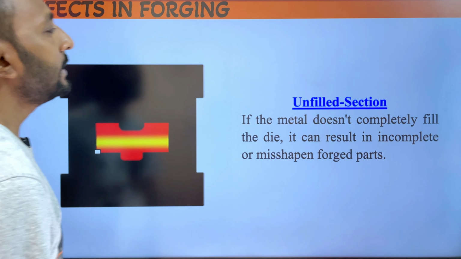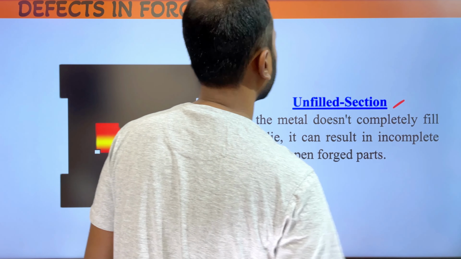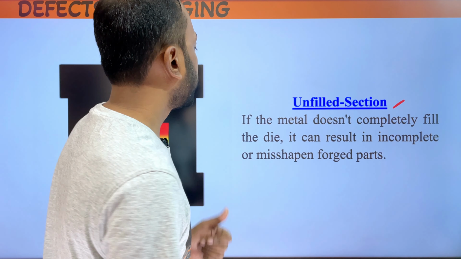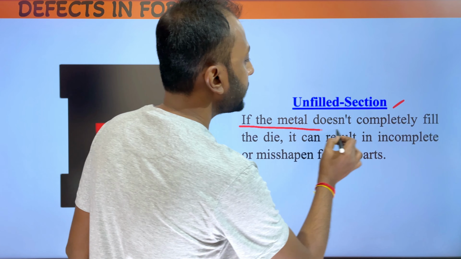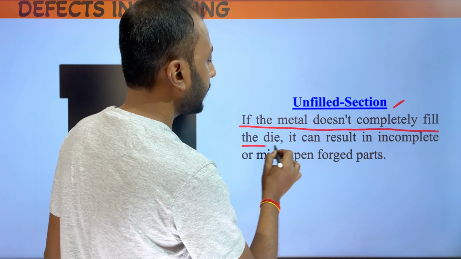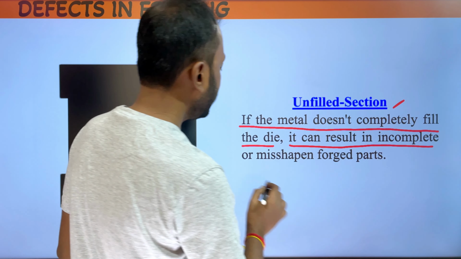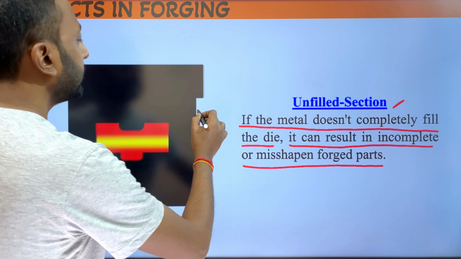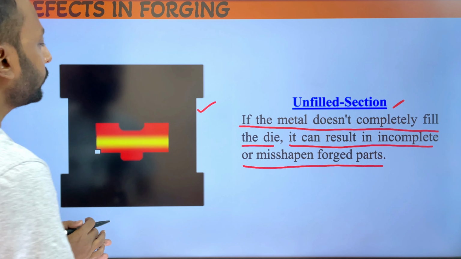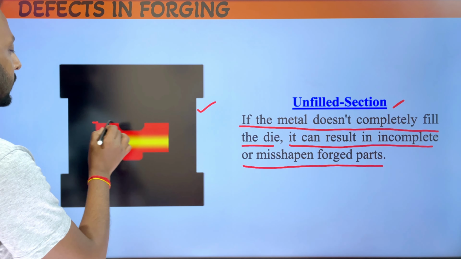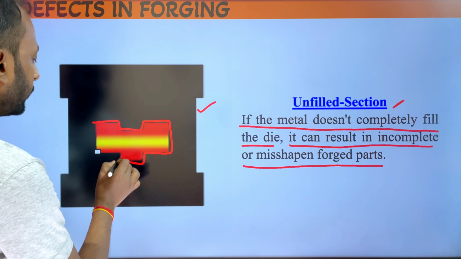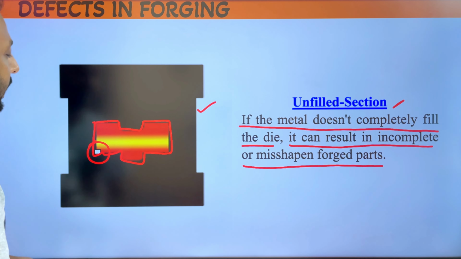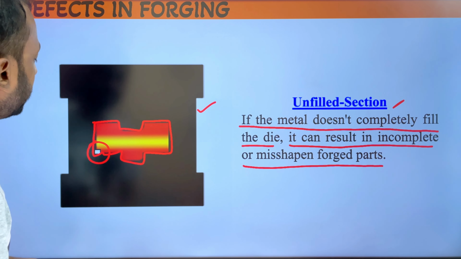The next defect is unfilled section. The unfilled section is only applicable for closed die forging operation. If the metal doesn't completely fill the die, it can result in incomplete or misshapen forged parts. So this is an operation using closed die forging. This is the product of closed die forging operation. Here one white blank portion can be seen clearly.